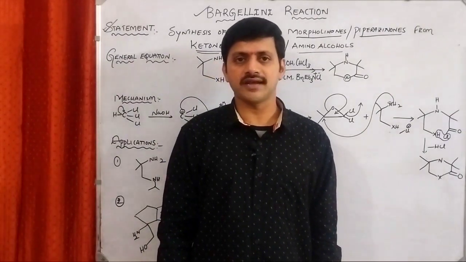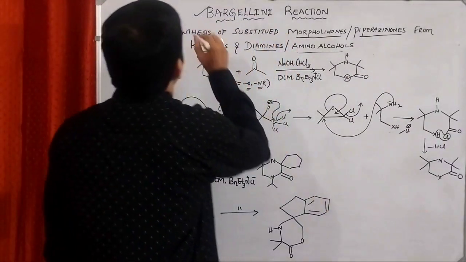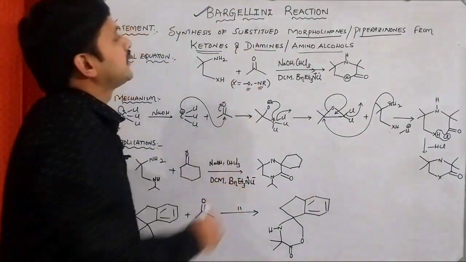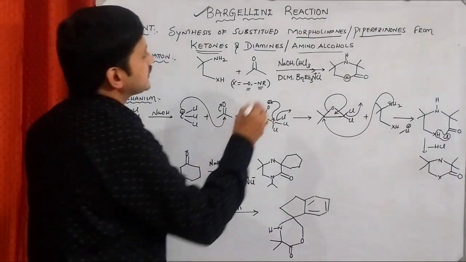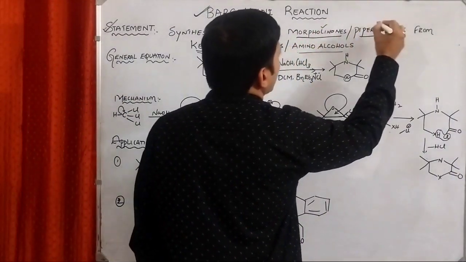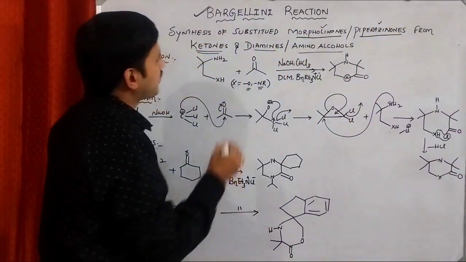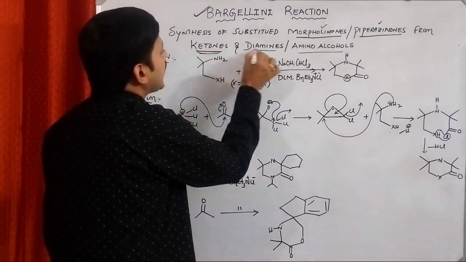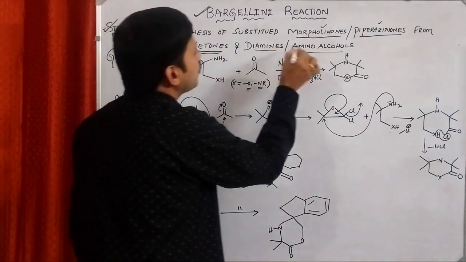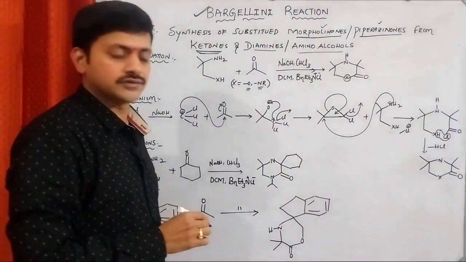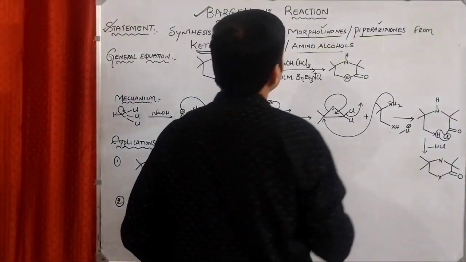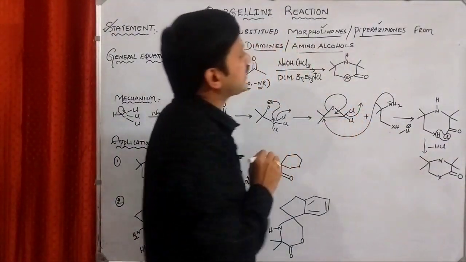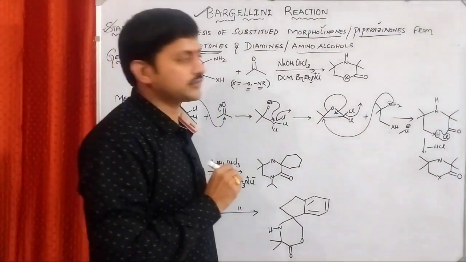Let's see the next name reaction, that is the Bargellini reaction. This reaction is used to synthesize morpholinones and piperazinones by using ketones and diamines or ketones and amino alcohols. So we are going to synthesize morpholinone derivatives and piperazinone derivatives.